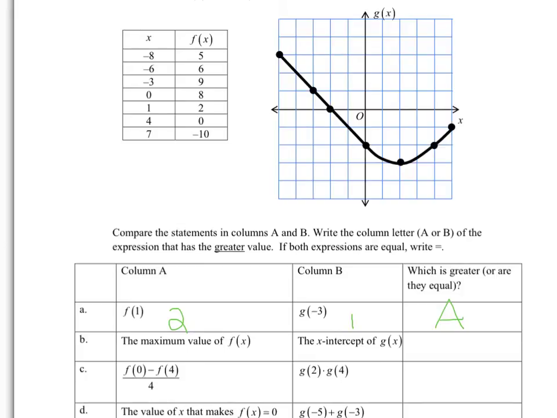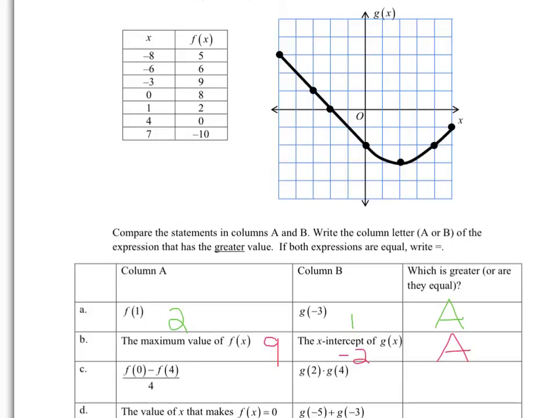Next we have the maximum value of f of x. So remember, maximum value, that would be the y value. So we're looking which y value is the largest, and that's going to be our maximum. 5, 6, 9, 8, 2, 0, negative 10. So 9 is going to be our largest value. So this is going to be 9. And then the x-intercept of g of x. Well, that's where it crosses the x-axis. It crosses it at negative 2. So which one's larger? A yet again.